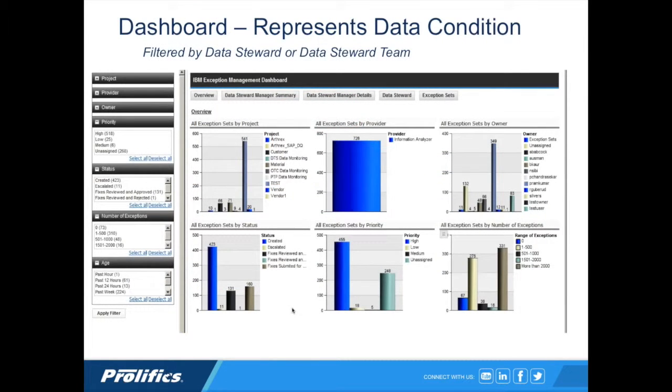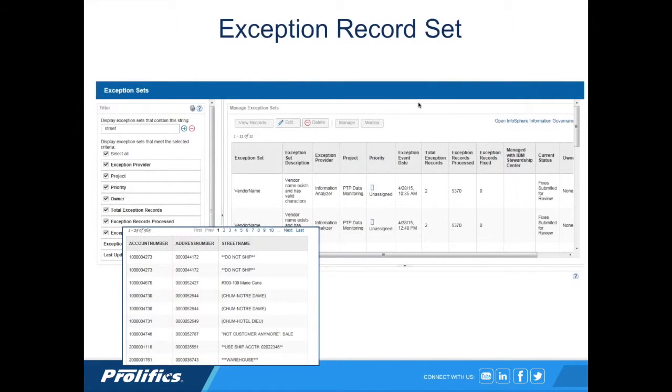Once that rule is run, it is part of the dashboard, and we can look at the exception sets. An exception set are those rows that failed that rule or the many rules. And we see that here organized by project, by provider, by owner. Each rule has an owner. Each rule has a priority, high, low, and medium. By status, whether it's being fixed, whether it's just been created, what status it is, and then the number of exceptions that are in that. Now this is the overview. There's also a view for manager and a view for data steward as well.